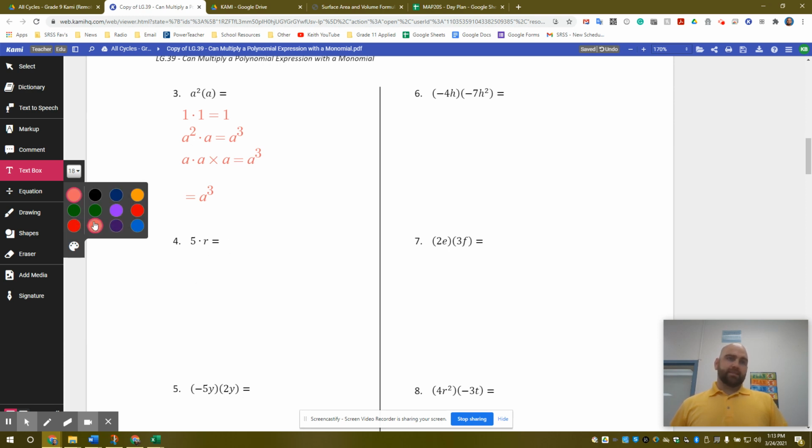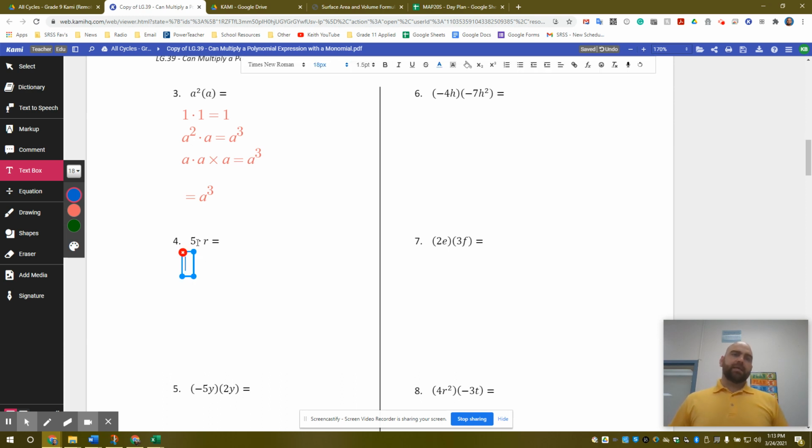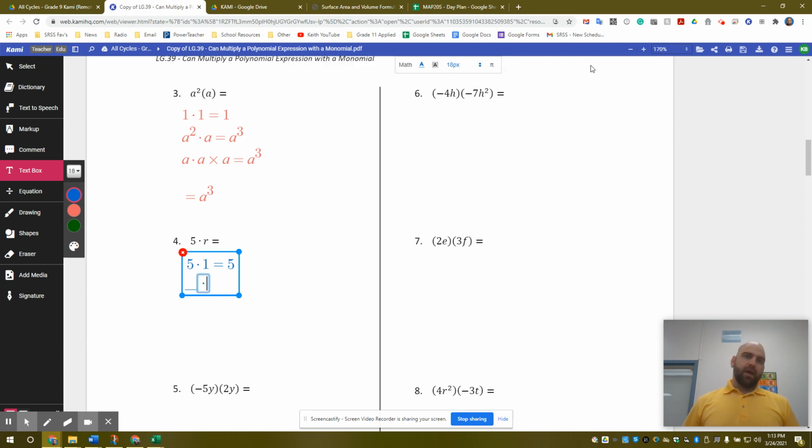All right, next example here, and we're going to keep on going through. We've got a few more to go here. 5 times r. Well, in this case here, we have a constant and just a variable. So remember, in front of the r is a 1. So it's going to be 5 times 1, and this is going to give us 5. Okay, that one really doesn't change. And then the other side, we have nothing. Okay, there's nothing there, and we're going to multiply that to r. And so that's just going to give us r.